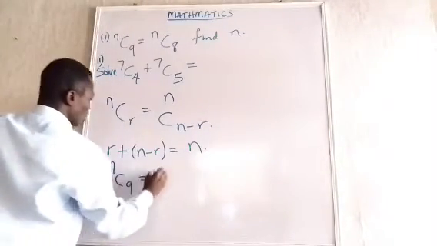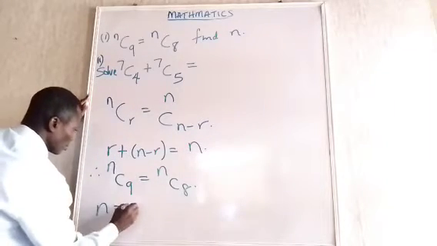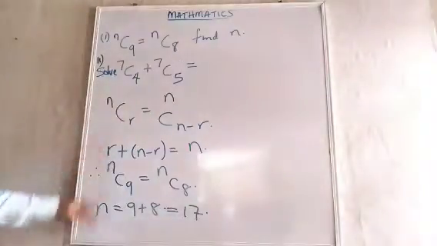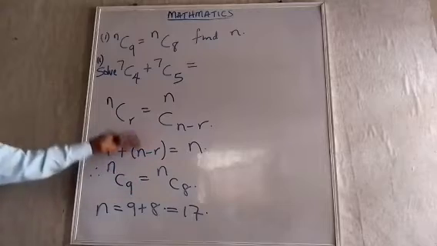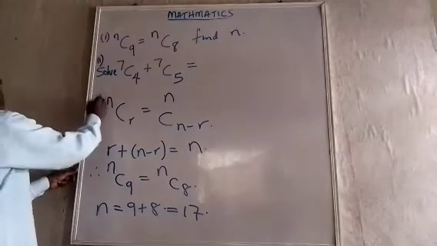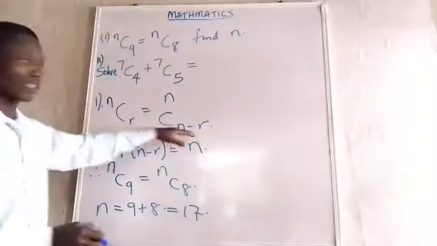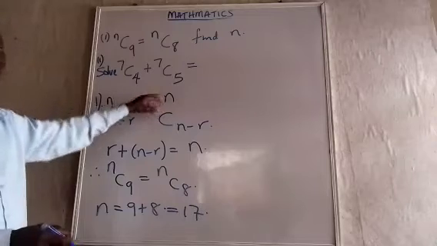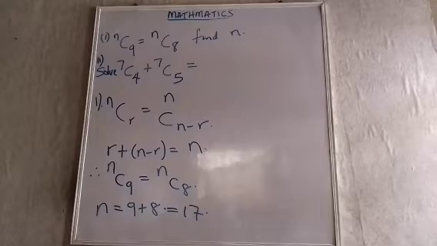Therefore, in this question, nC9 is equal to nC8. Therefore, n will be equal to 9 plus 8, which is 17. From what you have done here, anyhow you do it, with this we know the fast way of solving this question. So this is the first one. Anytime you see anything like this, just add the ones below, and it will be equal to what you have selected it from. Very simple way of solving it.